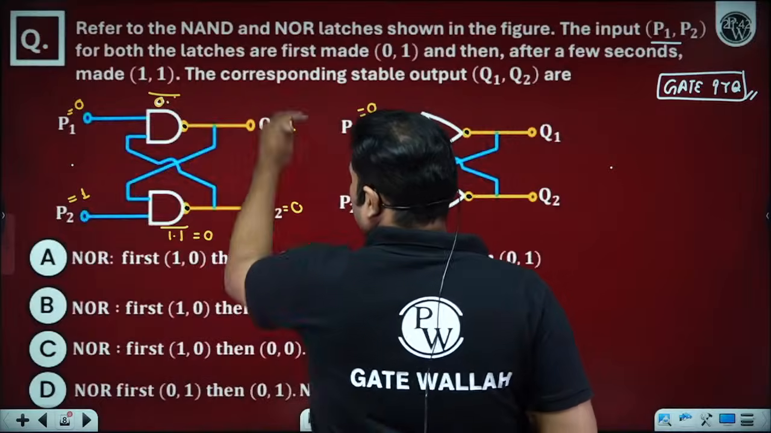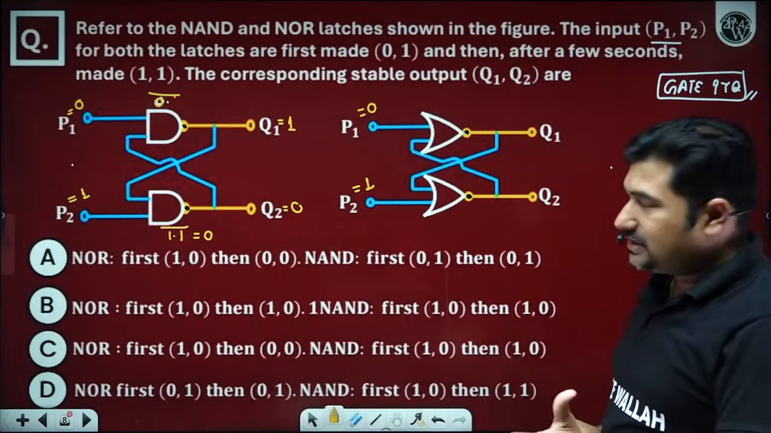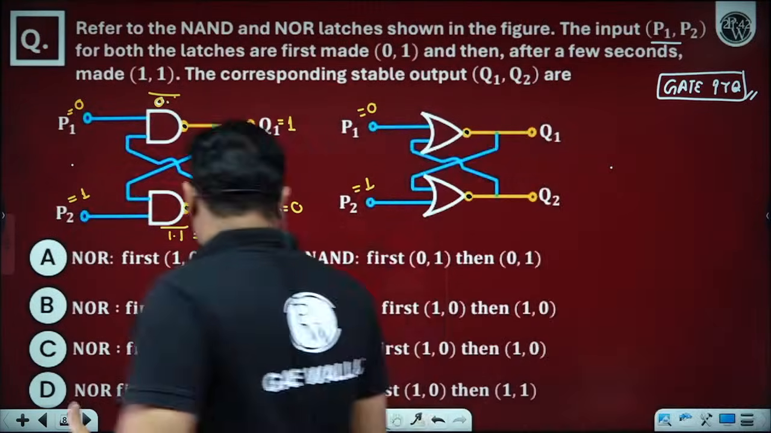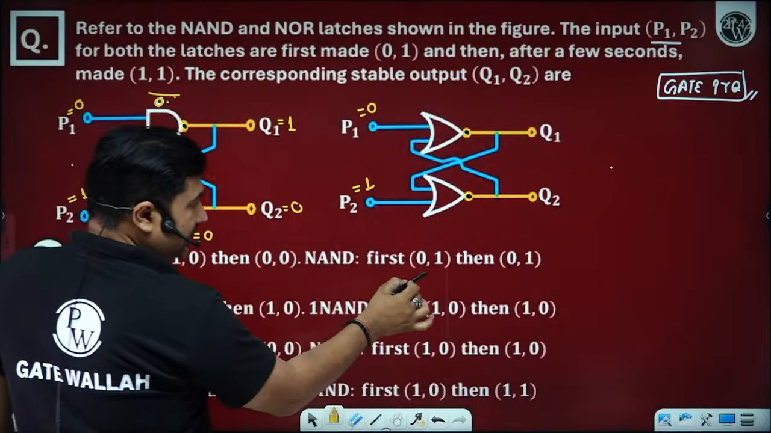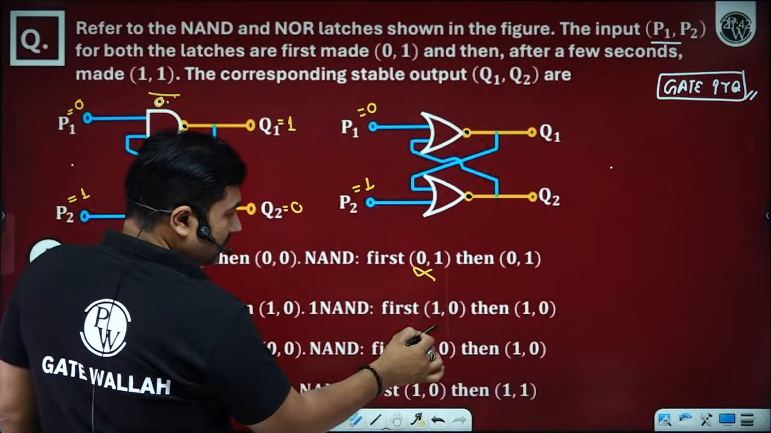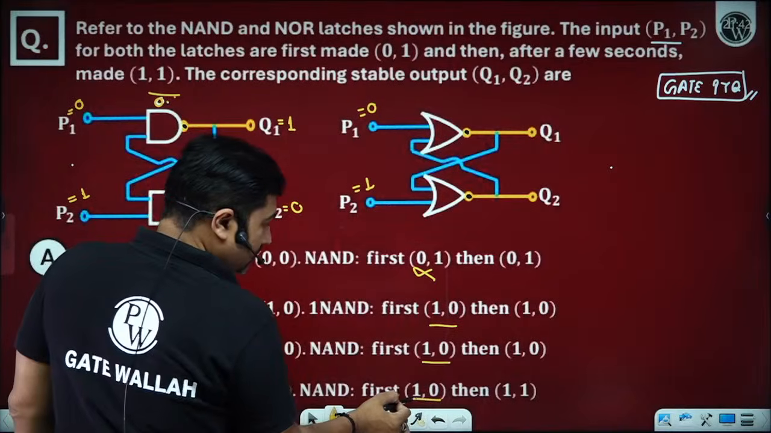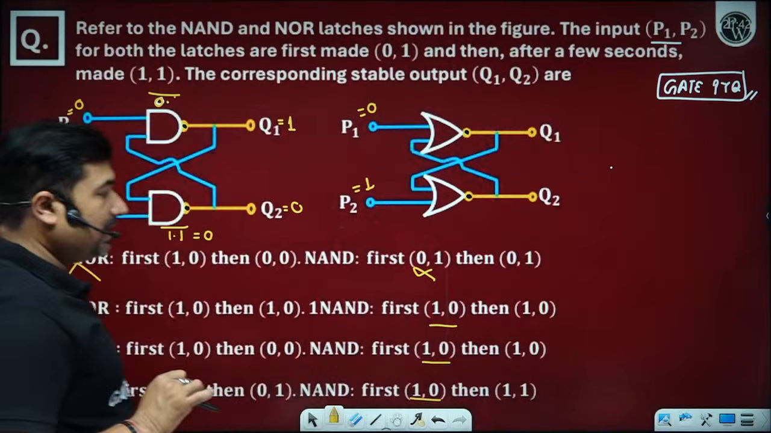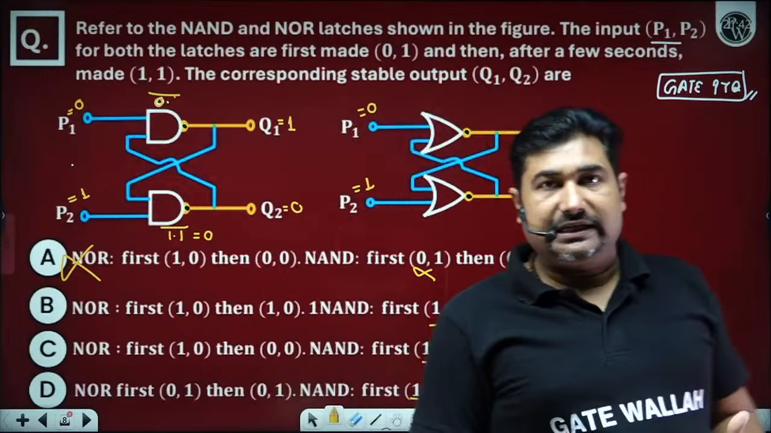So the NAND gate first becomes 1 0. This is not 1 0. This is 1 0. This is 1 0. So option A can't be the answer. Let's verify the rest of the things.